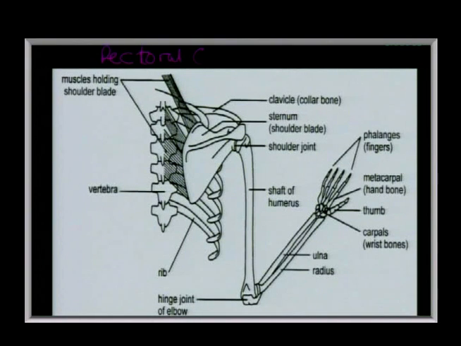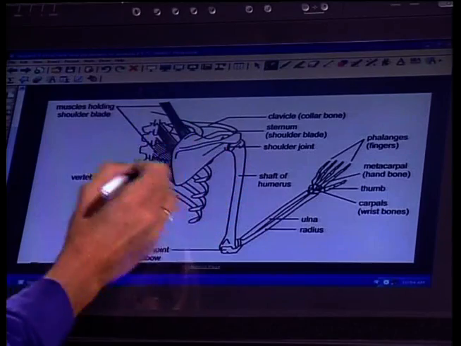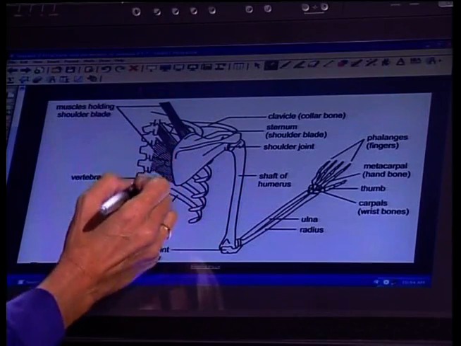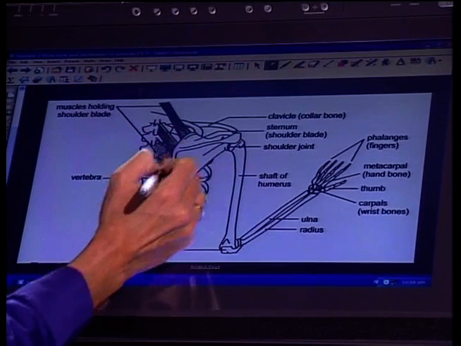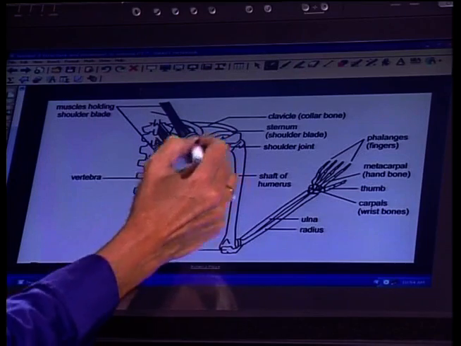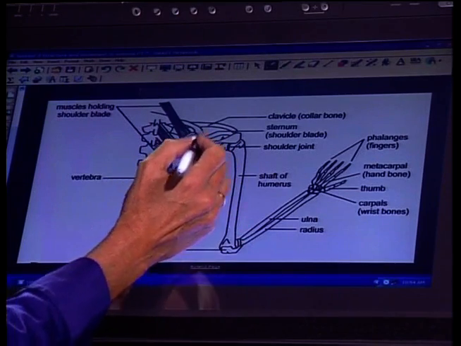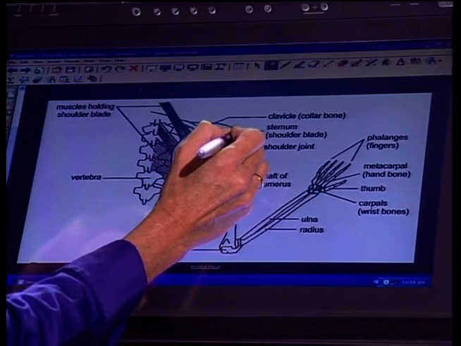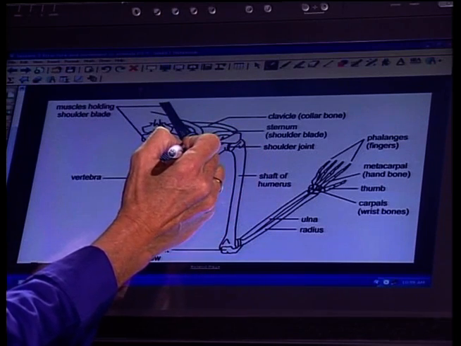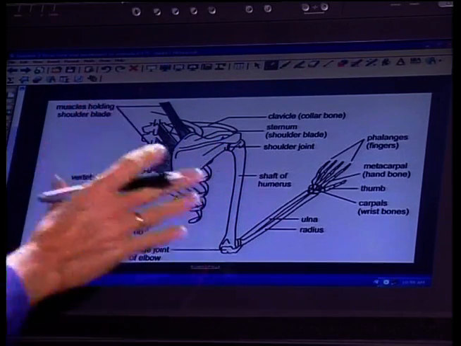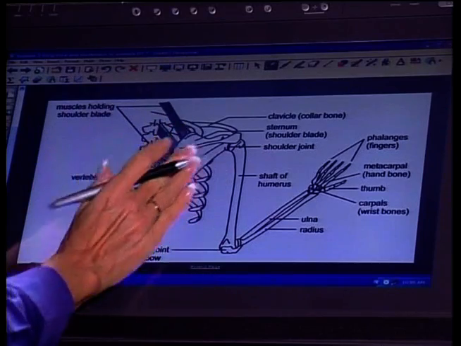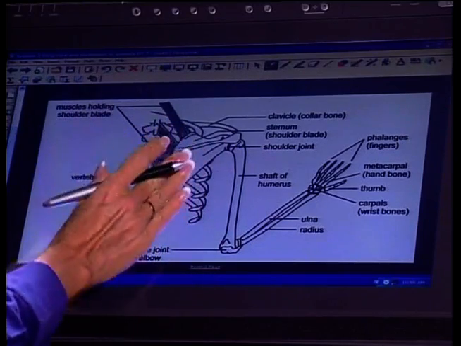Pectoral girdle. Okay, so there's the pectoral girdle, there's the spinal cord clearly, and then you have all these muscles that hold the shoulder blade in place. That's your shoulder blade clearly at the back, and then you have your clavicle, which is your collarbone, and you're looking at this picture from the back so that you can see this big fat shoulder blade.